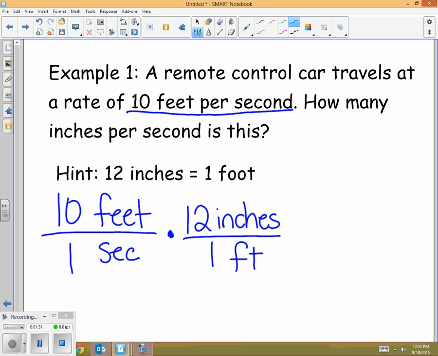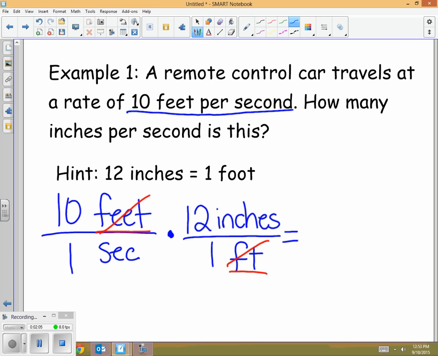Now, when you're multiplying fractions, always look at the diagonals to see if you can cross simplify or cross cancel. In this case, none of the units or numbers can cancel out or simplify. However, we have feet in the numerator, and we also are comparing it to feet in the denominator. Since they are the same unit, these two units can cross cancel or cancel each other out. Now we can continue to multiply across.